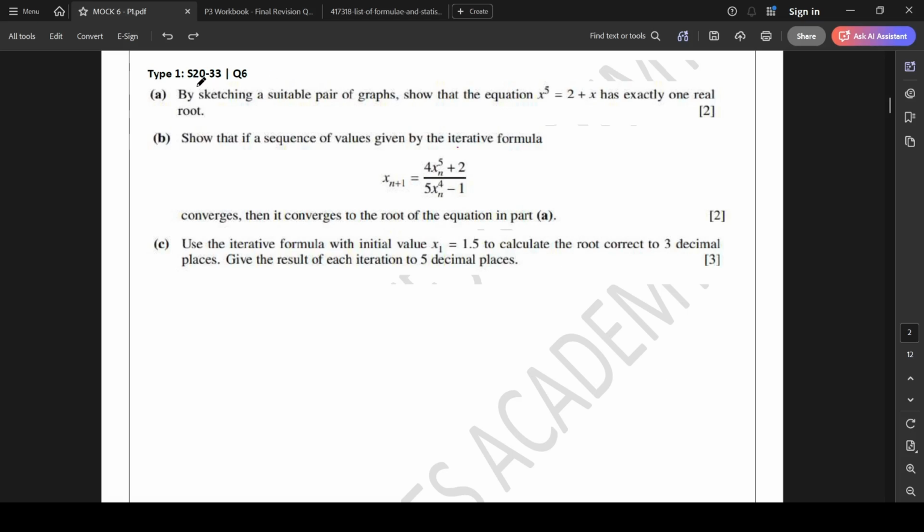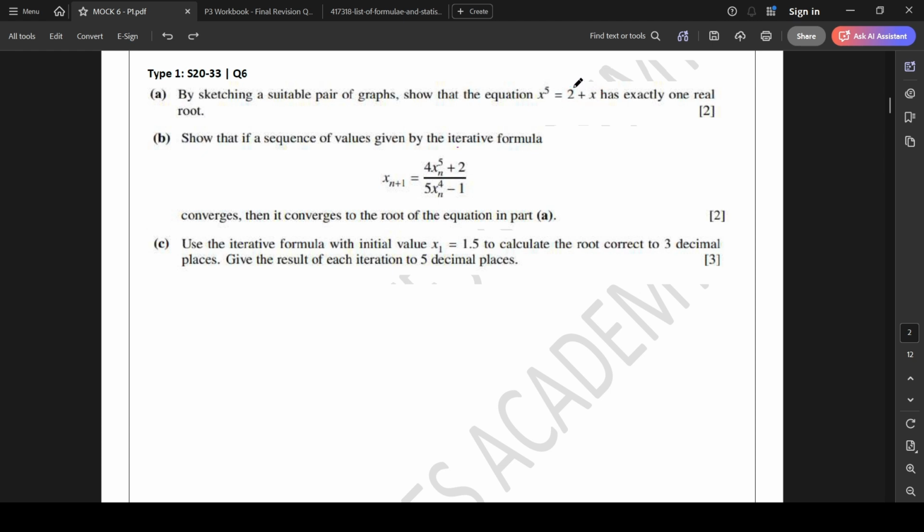So this question is coming from May June 20, paper 3, variant 3, and this is the sixth question of the paper. In the first part, we are supposed to sketch a suitable pair of graphs to show that the equation this and this has exactly one real root. So it means that I have to plot the equation on the left and the equation on the right on the same axis and show that they intersect at one point.